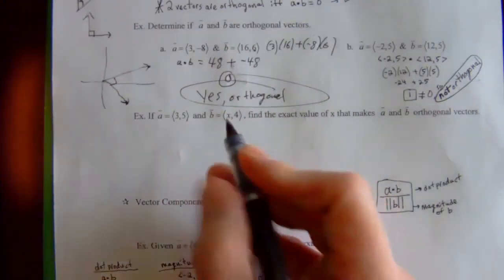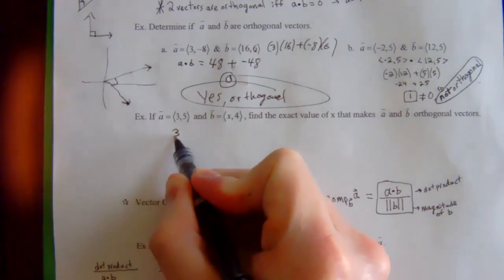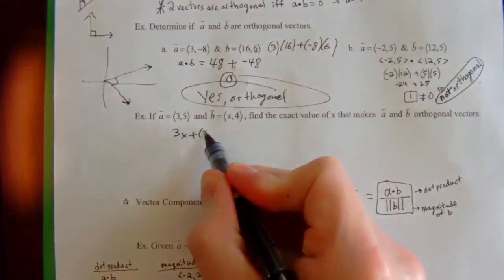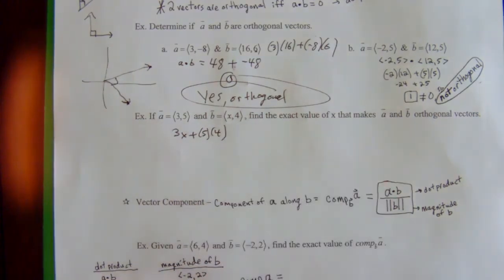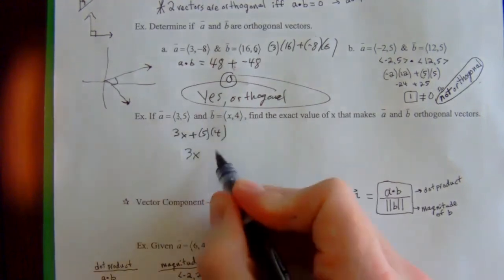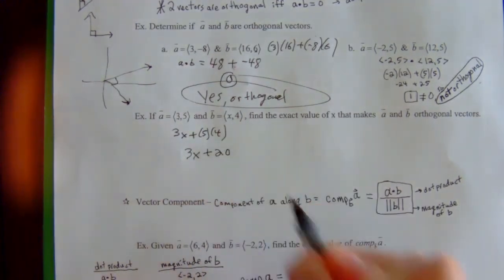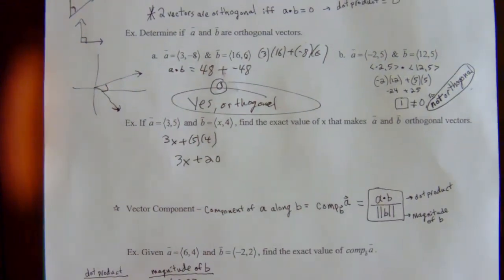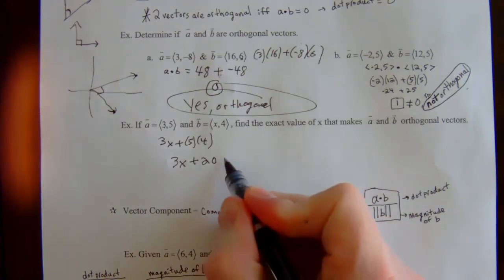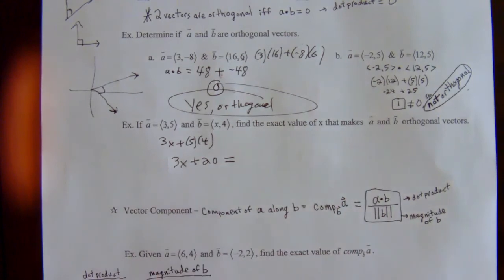So when I do my dot product, I'm going to go 3 times x, that's 3x, and I'll go plus 5 times 4. Usually I just write that down right away: 3 times x, which is 3x, 5 times 4, which is 20. That's the dot product between those two vectors. If you're going to force these two vectors to be orthogonal, you need that 3x plus 20 to be equal to 0.